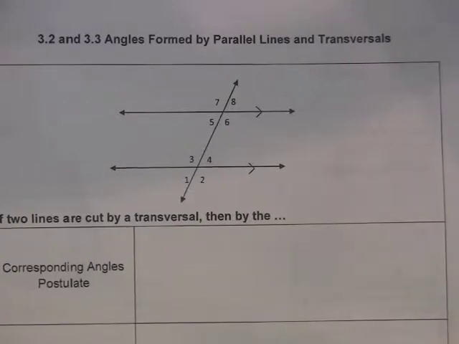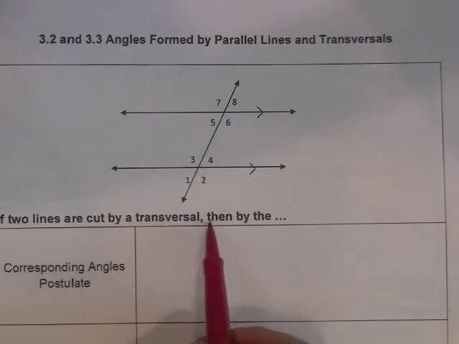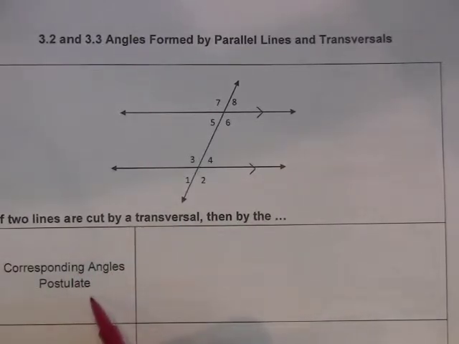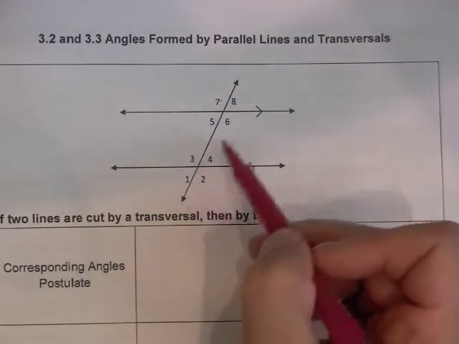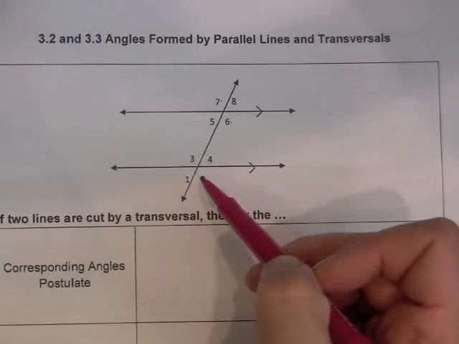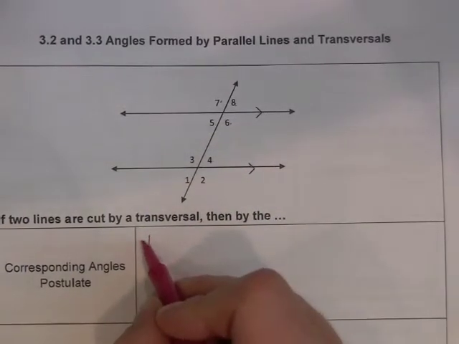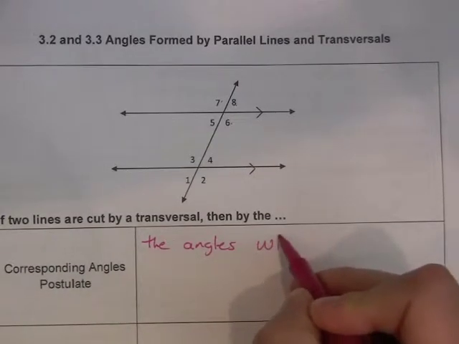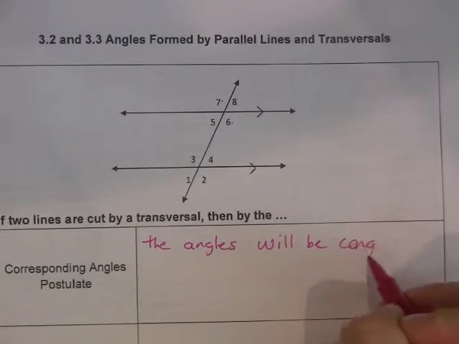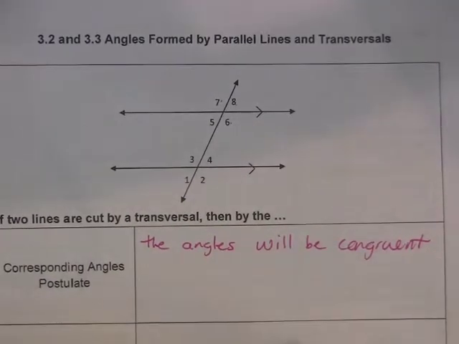So first thing we want to do is just review the relationships that are formed when you have corresponding angles. If two lines are cut by a transversal, then by the corresponding angles postulate, the corresponding angles like 7 and 3, 8 and 4, 5 and 1, and 6 and 2 are going to end up being congruent. So the corresponding angles will be congruent.